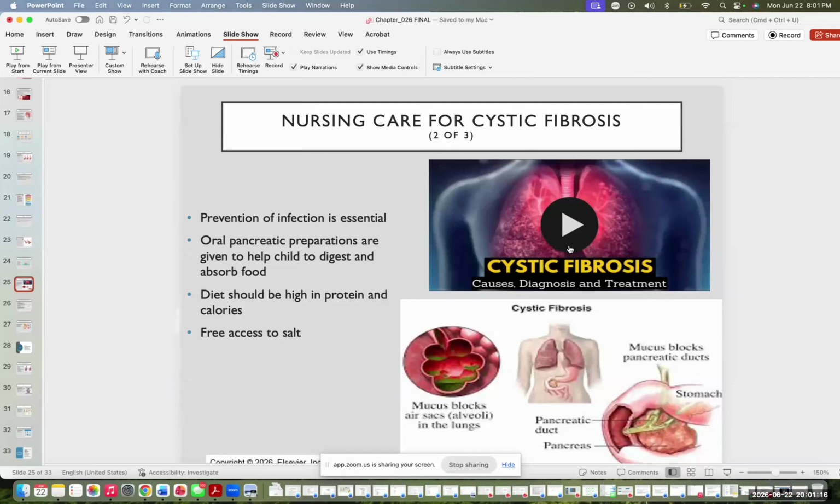They dust it with the food? Yes, sprinkle it on their food, especially acidic foods. So diet should be high in protein, high in calories. Okay? And that's because, again, they have decreased absorptive abilities. And so the more high calories, the more they can intake, even if it's not being absorbed.